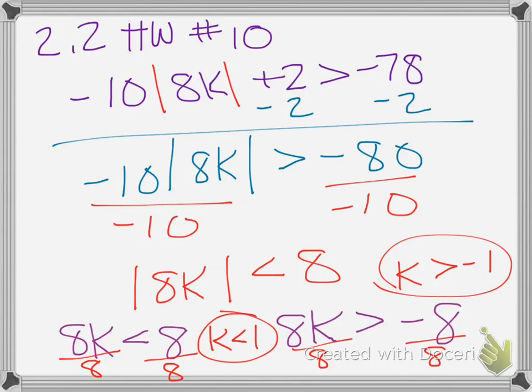So it ends up being an AND example with open circles at both 1 and negative 1, and they meet in the middle and don't go past those circles. Go ahead and graph it, and you're all done.